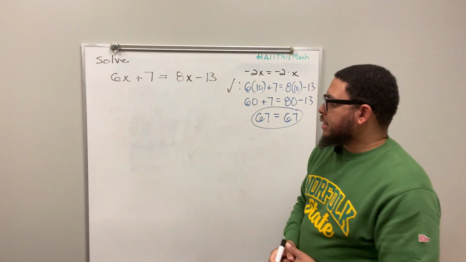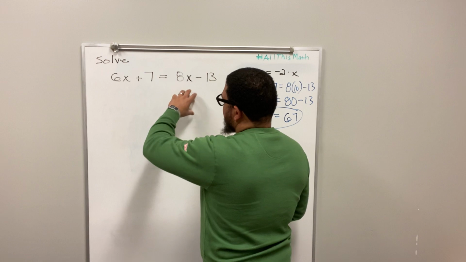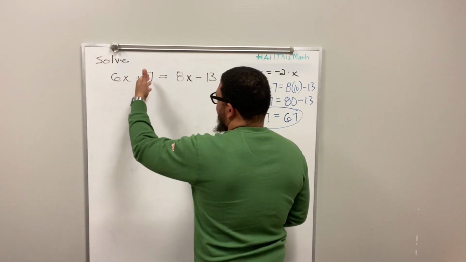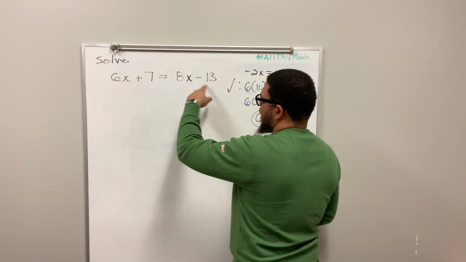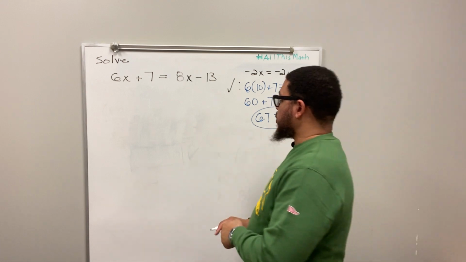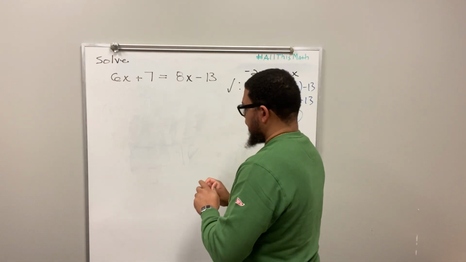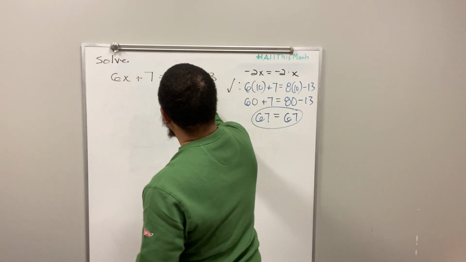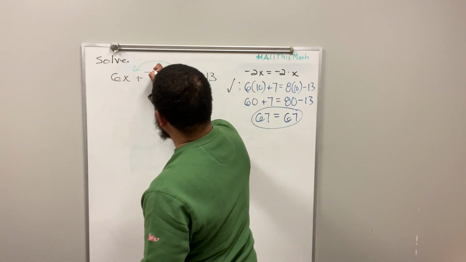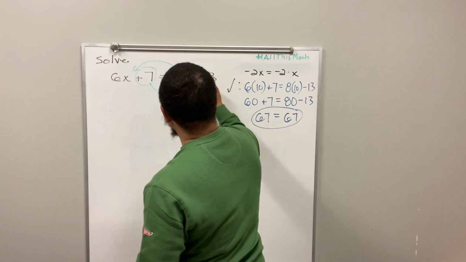All right. So basically, what I'm going to do is I want all my x's on the left side, and I want all my constants, like 7 and negative 13, on the right side. So really, I just pick them up and move them. So watch this. This 8x, I'm moving it over here. This 7, I'm moving it over here.